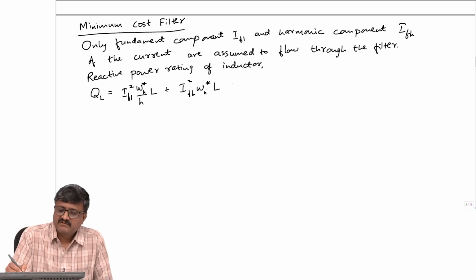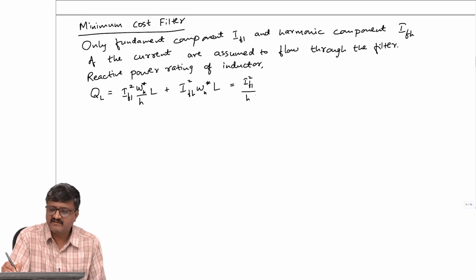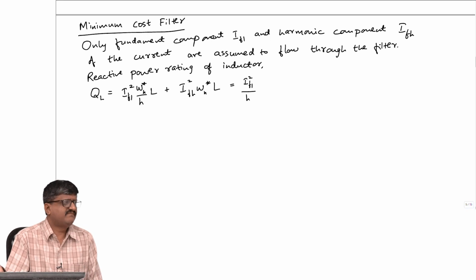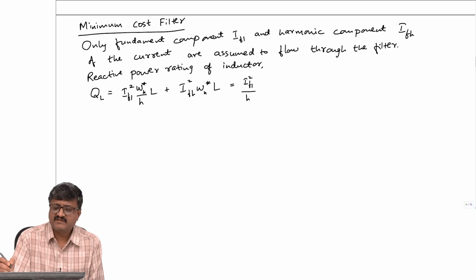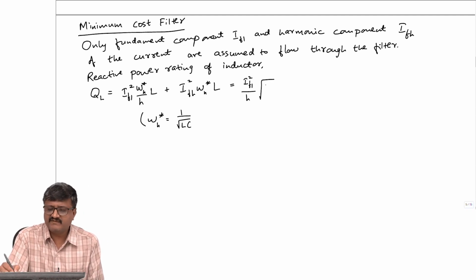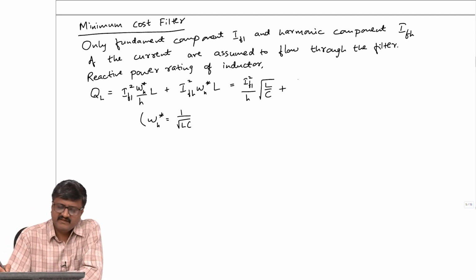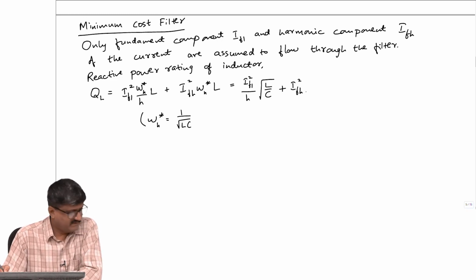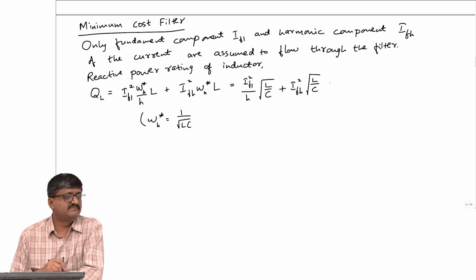Now, this can be written as IF1 square by h, omega h star. Omega h star is 1 by root L C. So, using this I can write the first term as root L by C. Similarly, the second term is IFH square into root L by C.